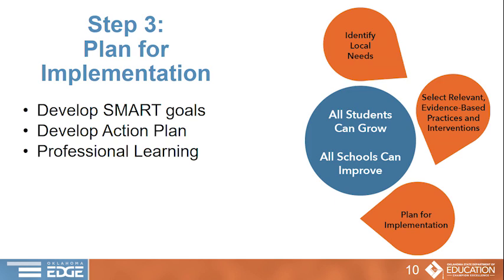In step 3, we plan for implementation. This requires developing SMART goals, writing an action plan, and planning for professional learning that the staff will need. SMART stands for strategic, measurable, attainable, relevant, and time-bound. SMART goals are derived from analyzing the root causes in your data. The action plan refers to specific actions a school will take to reach those goals, including the professional learning teachers will engage in. To learn more about this phase of the cycle, please view 2 videos, SMART Goals and Using Data to Determine Root Causes.